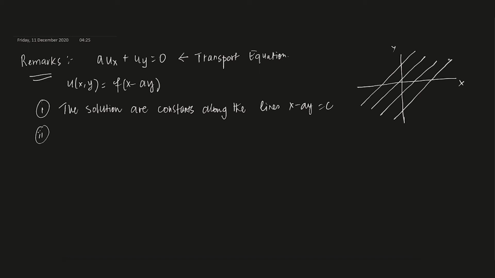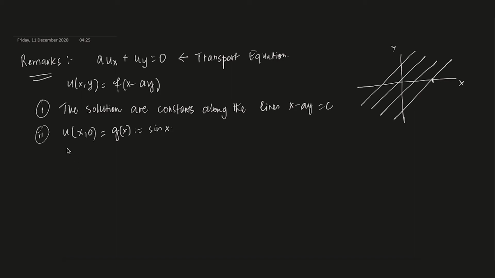Now, why are they called transport equations? See, let's say this is the equation given: a ux plus uy equals 0, and let us assume that the data is given on the x-axis. The function is defined on the whole of xy, and the data, let's say, is given only on the x-axis. So u at the point x0 is, let's say, g of x. For now let's just define g of x to be sine x.